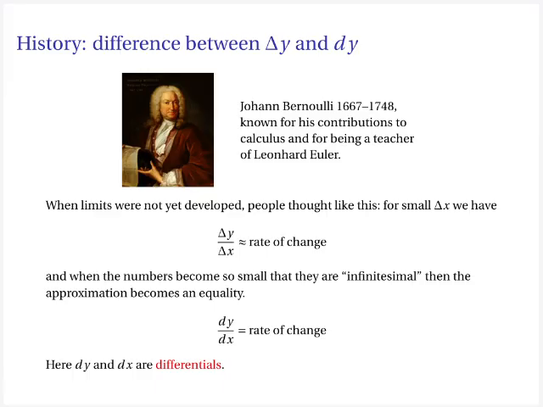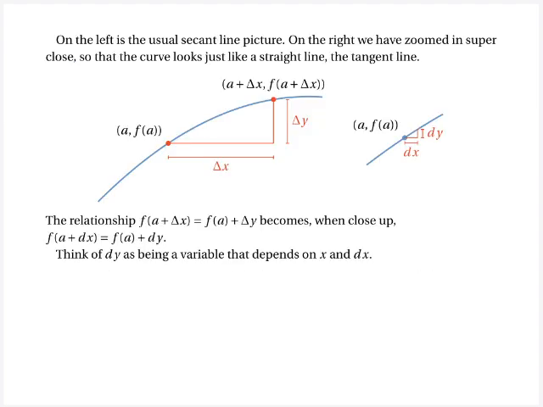And so they thought that delta y over delta x, when delta x becomes very small, infinitesimal, becomes dy dx, which is equal to the rate of change, no longer an approximation of the rate of change. And people spoke of dy and dx as being differentials. So I want to give you some picture of what a person could mean by that. It's a first understanding of what a person could mean like that.